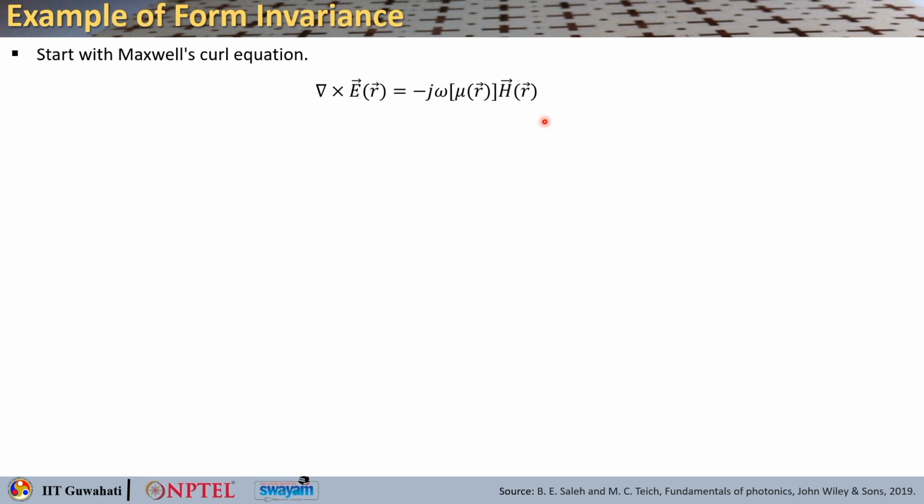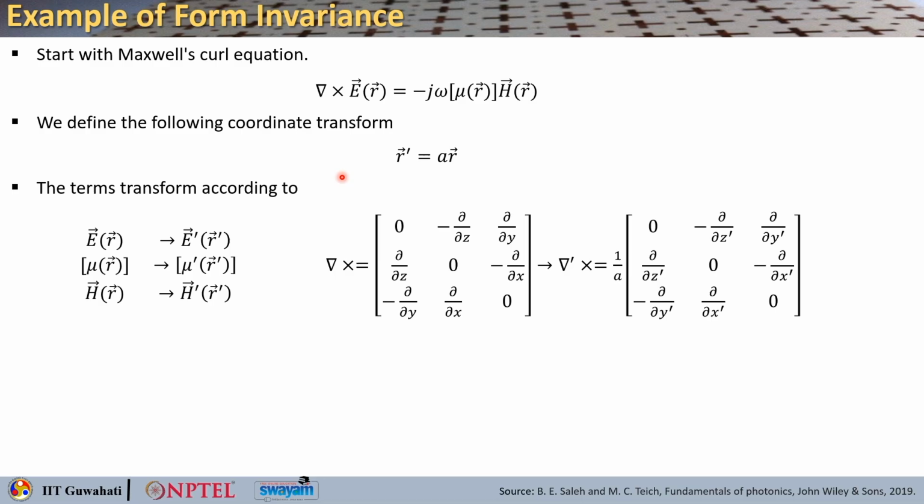If you had started with Maxwell's curl equation, you would have written curl of E of r equals minus j omega mu of r H of r. Now, because you are using this transformation, you are moving to the r prime coordinate system. The relation between r prime and r is that r prime is the scaled version of the previous system, so r prime is nothing but a r. Now you can do this shifting: you can write E of r in terms of the new electric field, mu can be mu prime in the r prime coordinate system, and H can be written in terms of H prime.